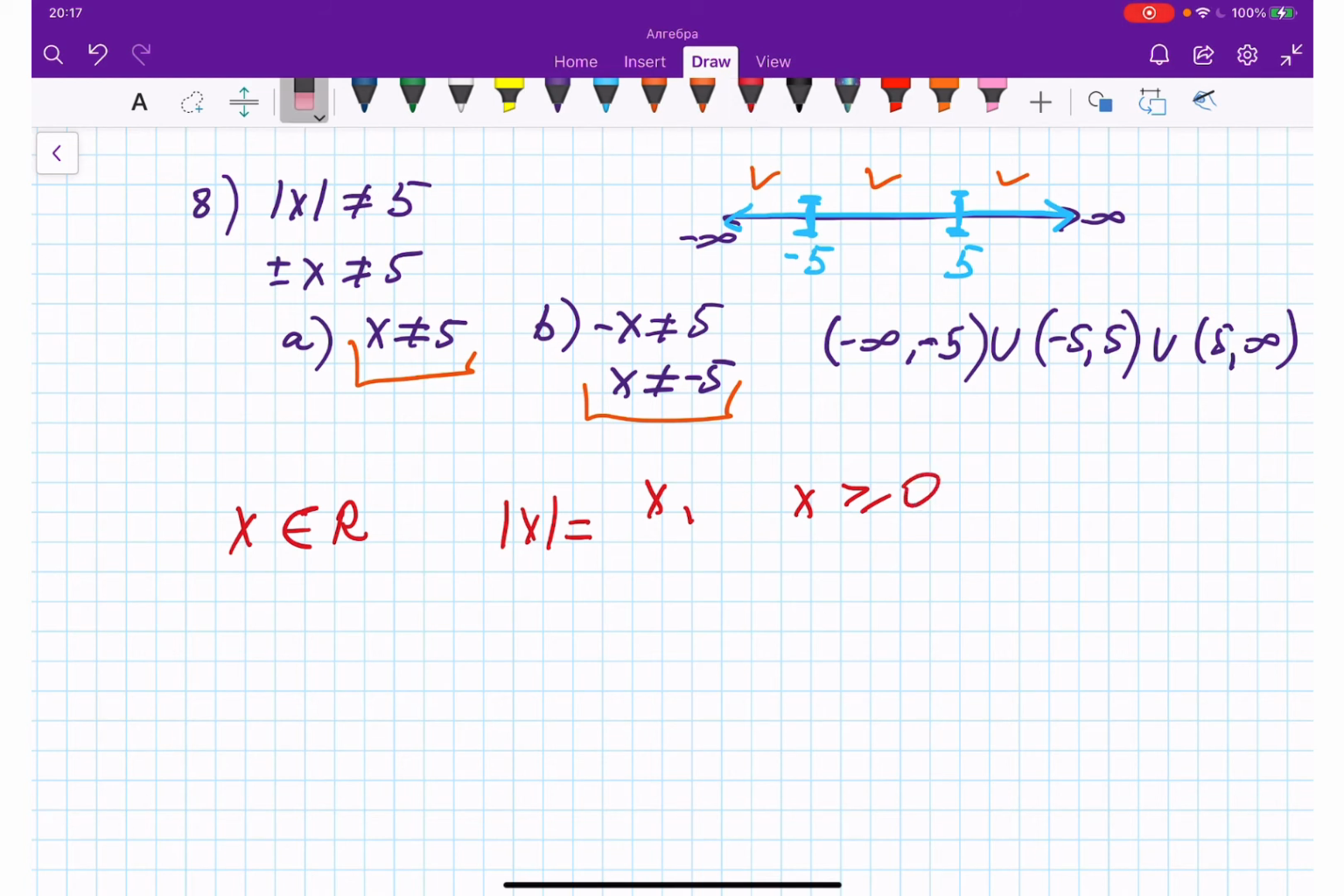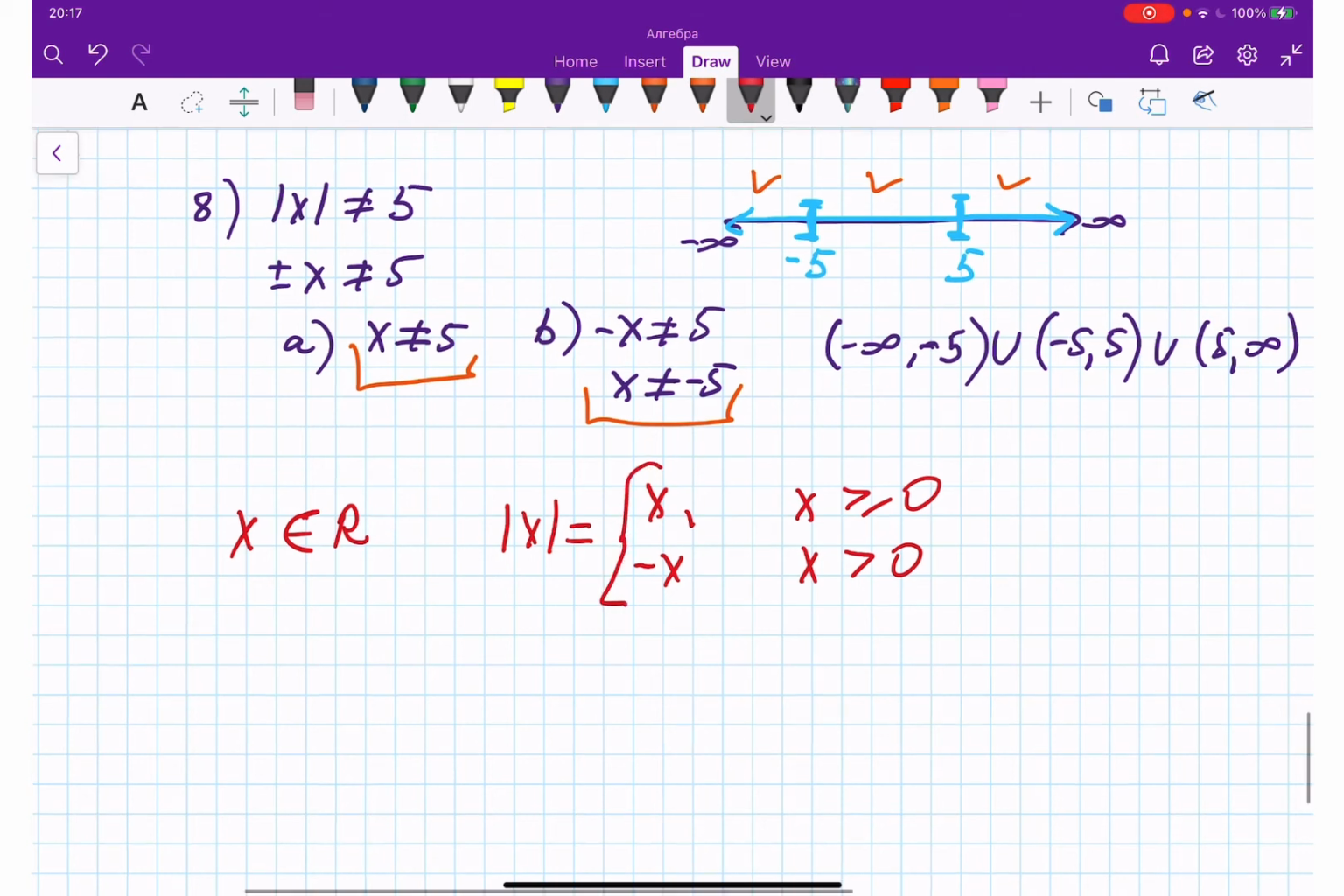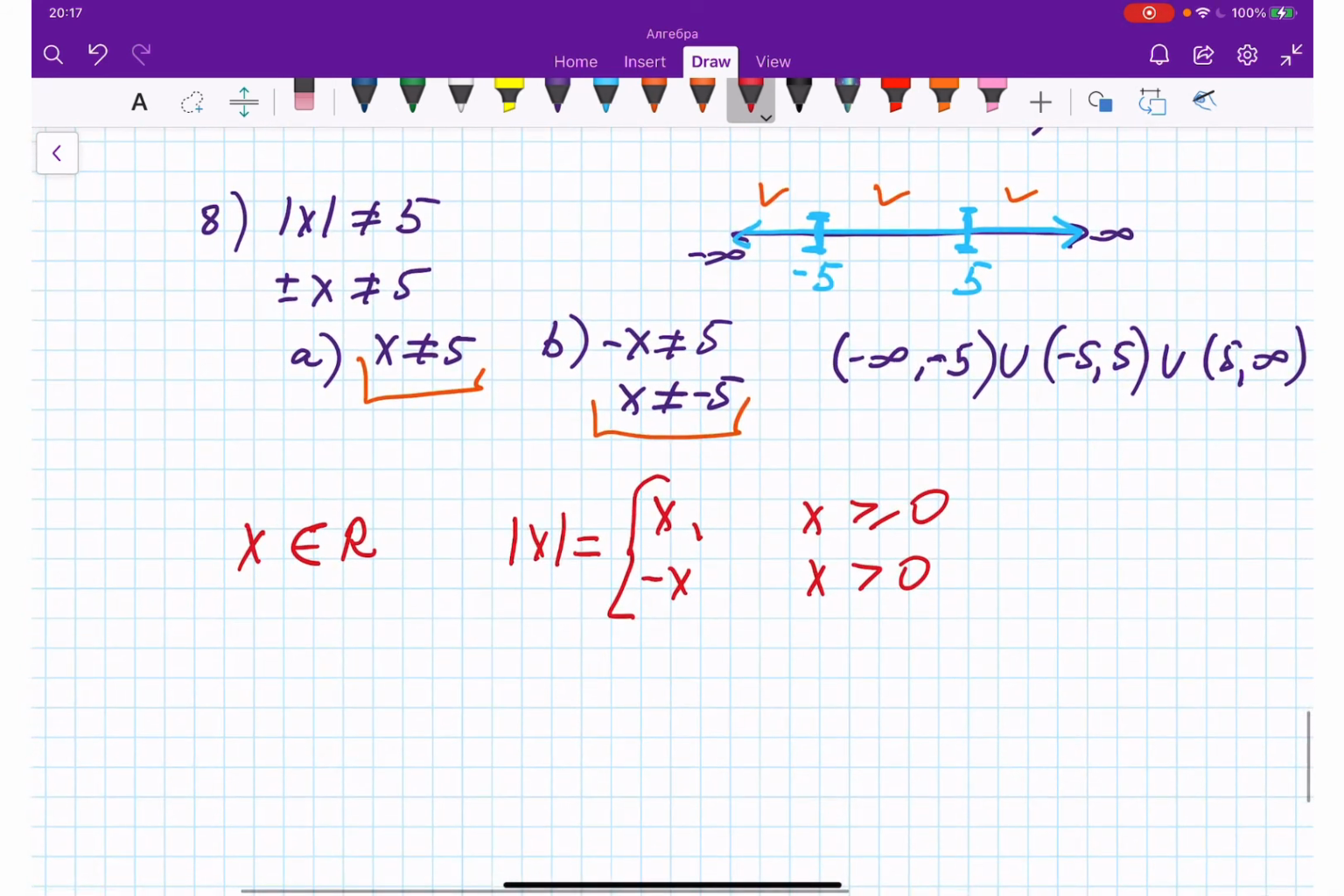And negative x when x is less than 0. This is why in the example up there, when we had absolute value of x equal to negative 5, we said it cannot happen and it doesn't have a solution, because our absolute value of x has to be positive. It's a different story when you open it and from negative x you get a negative result. But the absolute value per se has to be positive.